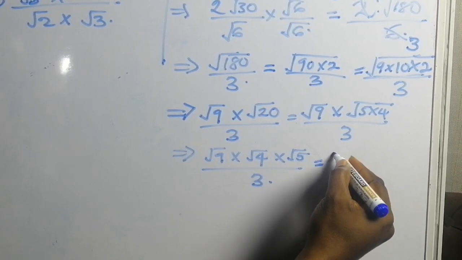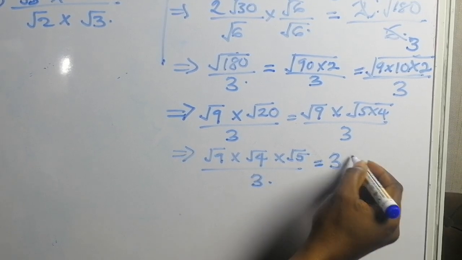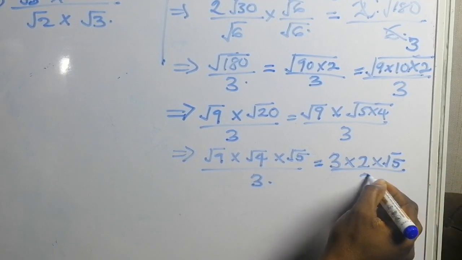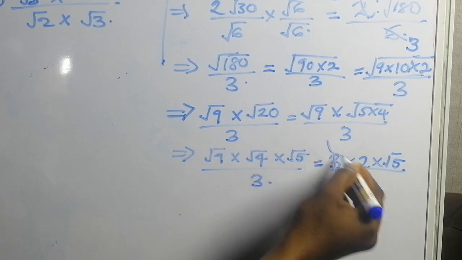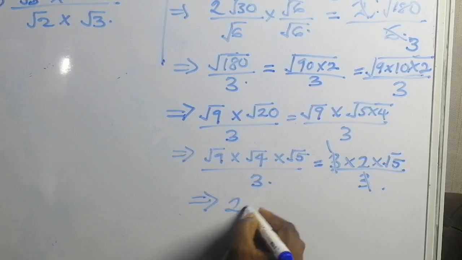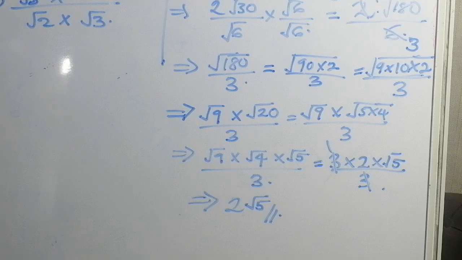So the square root of 9 is 3. 3 times 3 is 9. The square root of 4 is 2, that's times 2. Then you have your root 5 divided by 3. You see now, it's as simple as that. So 3 here, 3 here, 3 will cancel 3 here. So at the end of the day, the value is 2 root 5. After simplifying 3 root 5 times 4 root 6 over 2 root 2 times 3 root 3, the value is 2 root 5. It's as simple as that.